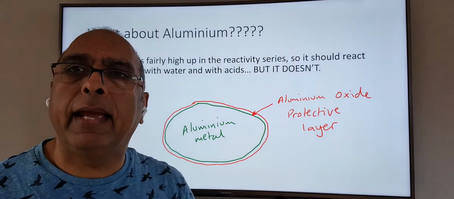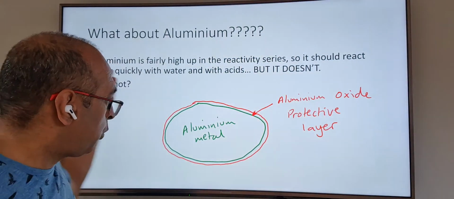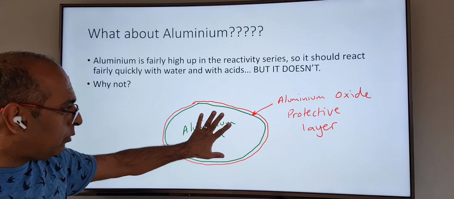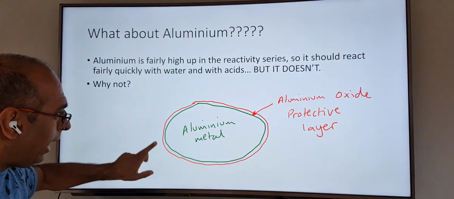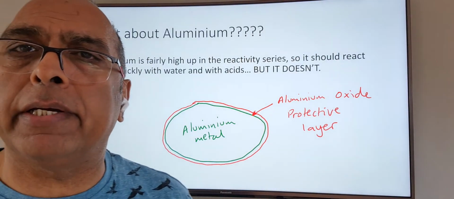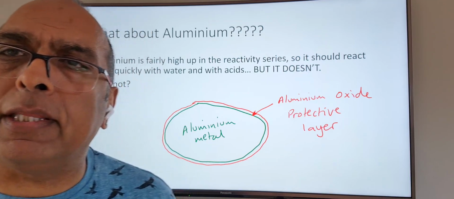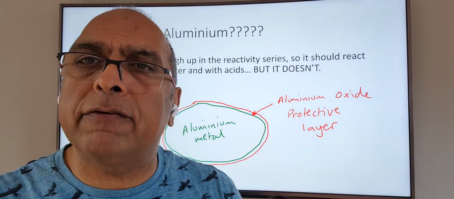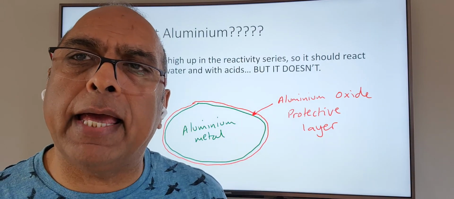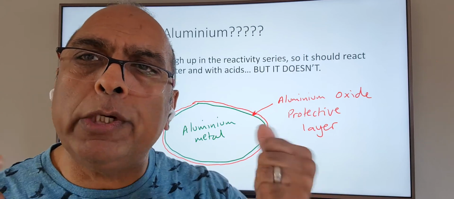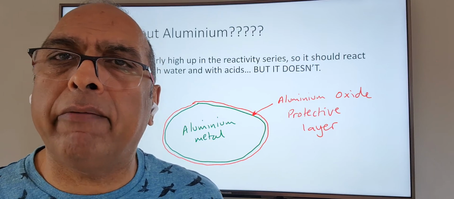Why not? Well, if I were to cut through a lump of aluminium like that, and that was the aluminium in green, well, in red there's an outside layer of aluminium oxide. The outside aluminium reacts with oxygen in the air, and the outside of the aluminium is coated with an invisible, very thin layer of aluminium oxide, which protects it from water or acids that are around trying to react with it.